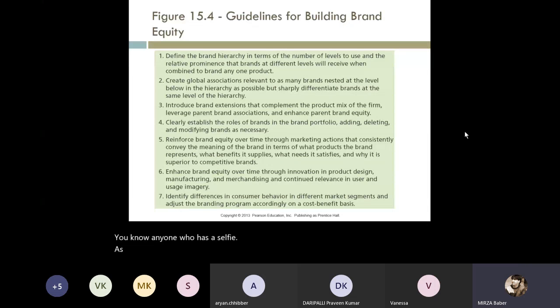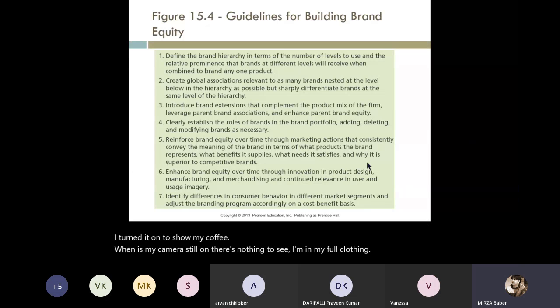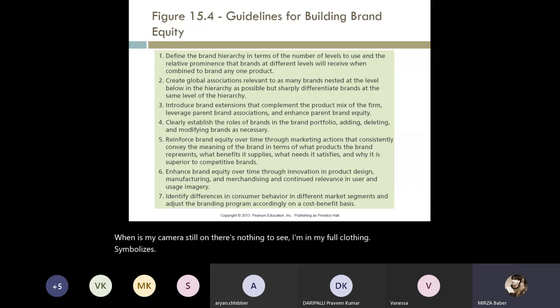Oh yeah, I know my camera was on, but I just switched it off. Thank you, Daripali. I turned it on to show my coffee. And if my camera's still on, there's nothing to see. I'm in my full clothing. Samuel has his own. Okay, Samuel. Okay, Sam. Okay for Sam. Did I say that? Not okay for sale. Okay for Sam.